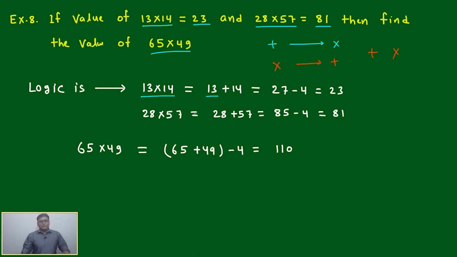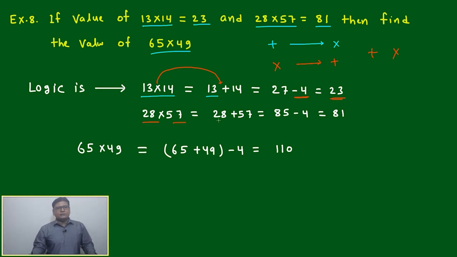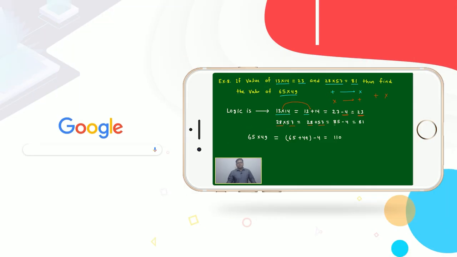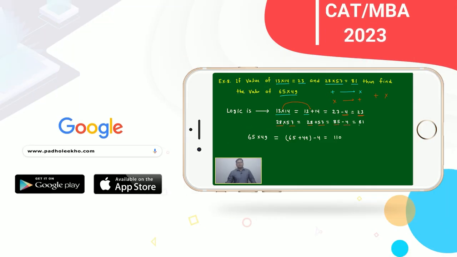13 into 14, we have changed like this, it has become 27, and afterwards one logic is there, we are subtracting 4, then you get 23. Similar way, 28 and 57, you add it, it will come 85, you subtract 4, it will be 81. Similar way, 65 into 49, you write 65 plus 49 minus 4, it will be 1.